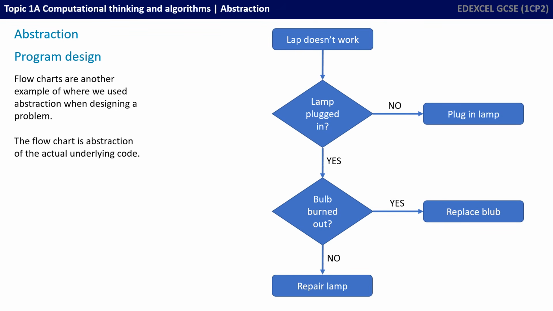When we think about designing the algorithm, we could use a number of techniques, and one of those is flowcharts, a way of representing our algorithm in a visual form. And this is an abstraction of the actual underlying code that we're going to have to eventually write.